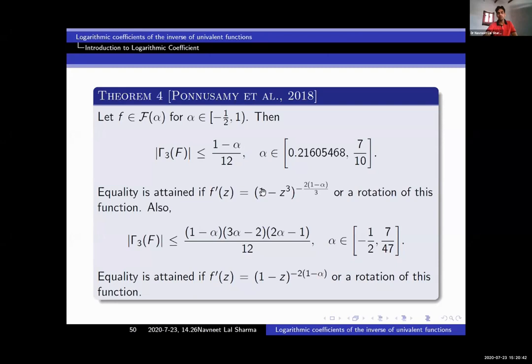And the inequality holds for both inequalities by different functions. This inequality holds for this function, this is (1 minus z) cube to the whole power this, and the inequality holds in this case for this function, this is totally different from that.